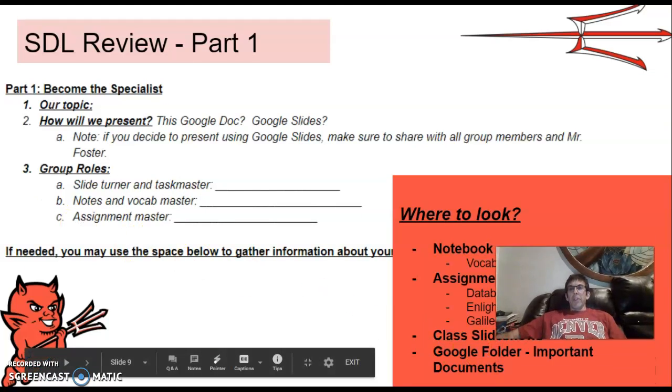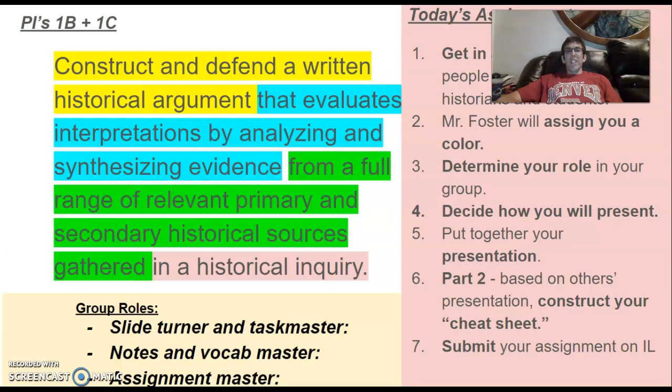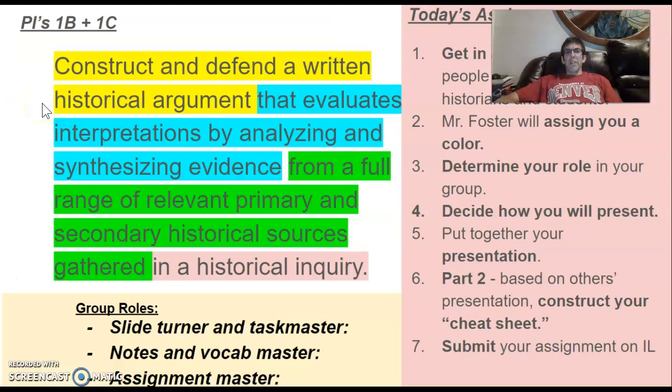Here's a little hint on where you can be looking to get information on part 1. Part 1 is where you become a specialist in your color, which for you is green. So you need to write down for your topic, you're going to write down that statement. So right here where it says our topic, you're going to be copying down green right here. So you can hit pause and copy that down under our topic.